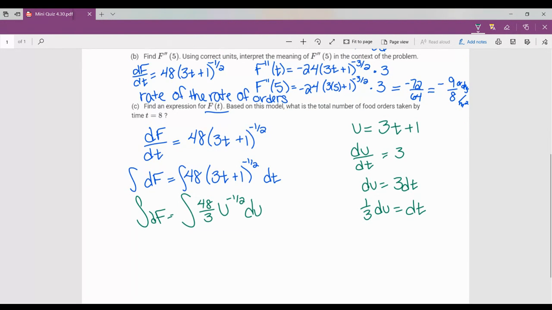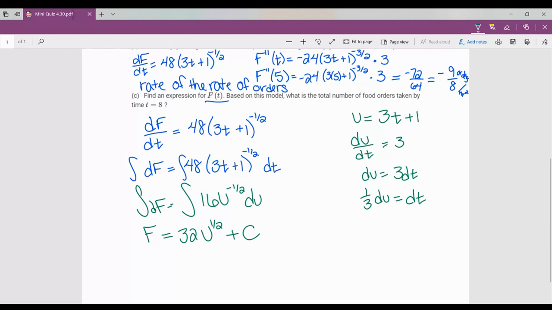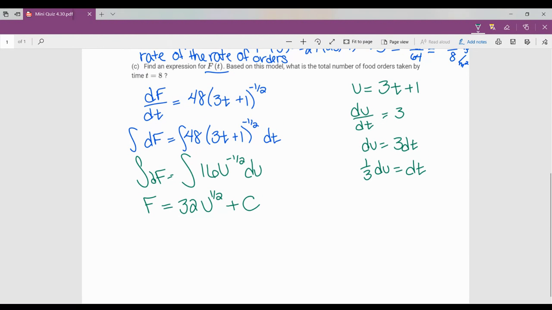All right, to make my life easier, guys, though, 48/3 is 16. So I'm going to just write that as 16. All right, so f equals, add 1 to the exponent, u to the 1/2. Dividing by 1/2 is like multiplying by 2. So 16 times 2, 32. Don't forget, plus c. All right, at this stage of the game, I can plug back in what my u is to get it in terms of my variables that I was dealing with. 32 times 3t plus 1 to the 1/2 plus c.